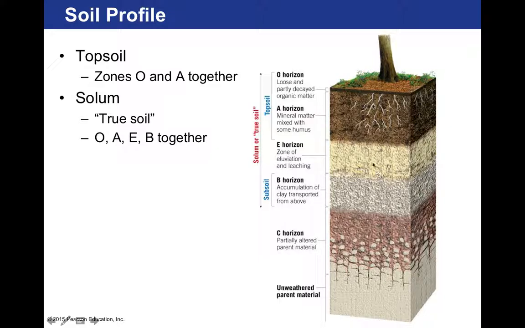Then you have your E horizon. This is your zone of eluviation and leaching. And then your A material, you have minerals mixed with some organic material. And then finally, at the very top, you have your O horizon, or your organic horizon. So everything from the O horizon to the B horizon is what we call true soil. And then topsoil is your O and A together.